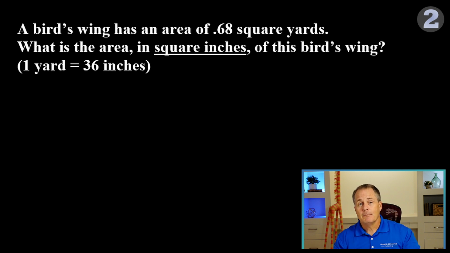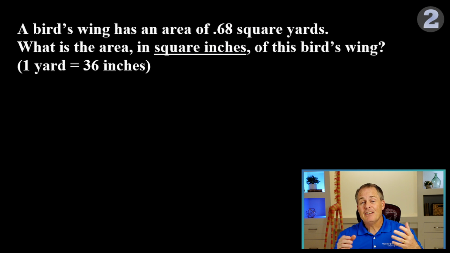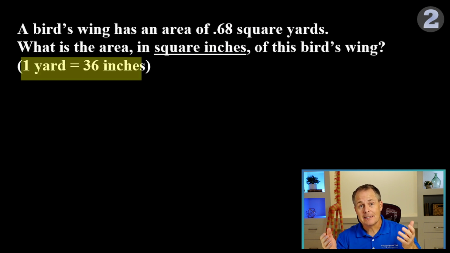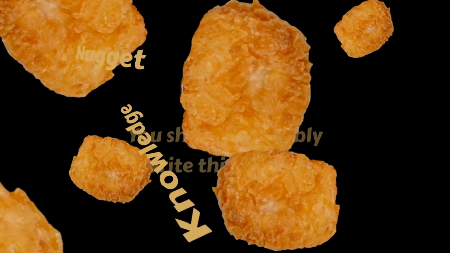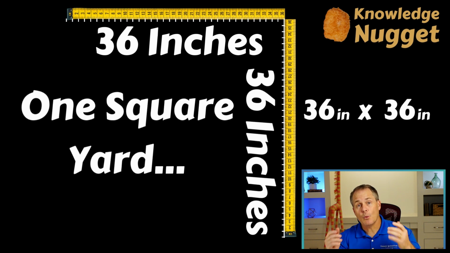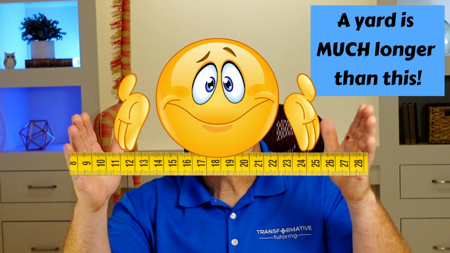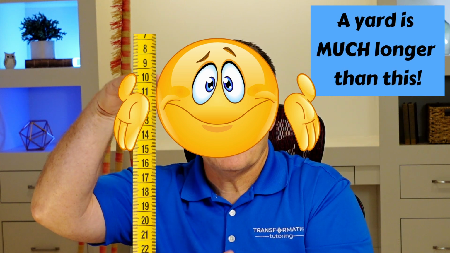This looks like a simple unit conversion problem because they want us to change from square yards to square inches. And they even tell us that a yard has 36 inches. What could possibly go wrong next? Well, just because there are 36 inches in a yard does not mean that there are 36 square inches in a square yard. Think about that. A square yard is really 36 inches by 36 inches. That's a lot of square inches.